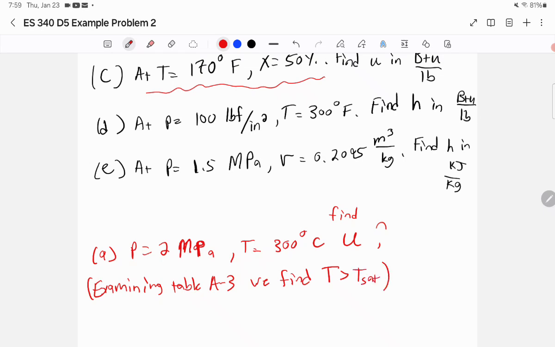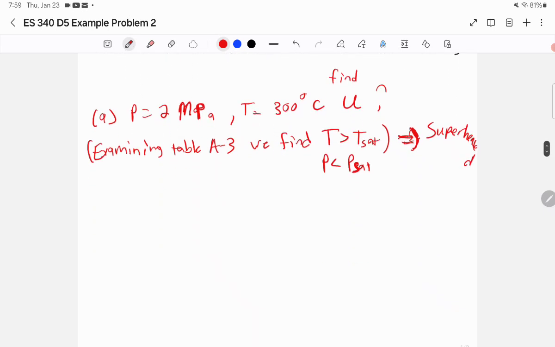So we should immediately note that this implies, of course, if the temperature is greater, that we're in the superheated region. You could also do this with the pressure, right? If the pressure was lower than the saturation pressure, we would also note that it would be superheated, right? That would be table A2. Okay, so we know that it's in the superheated region. Great. So let's use the superheated table.